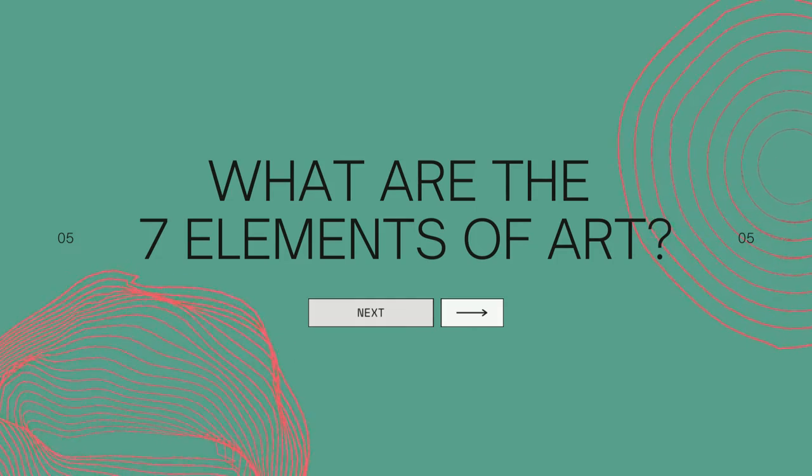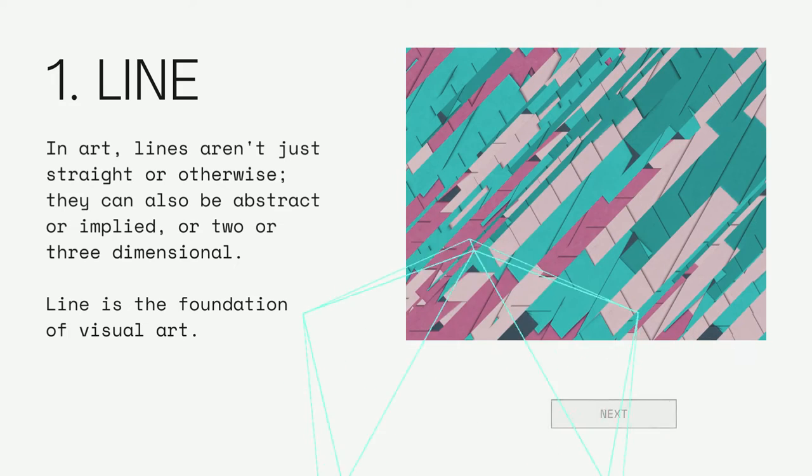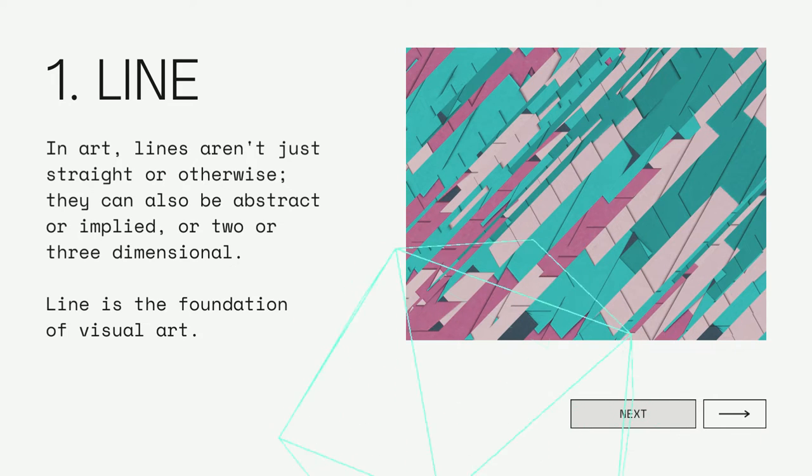What are the 7 elements of art? Number 1, line. In art, lines aren't just straight or otherwise. They can also be abstract or implied, or two or more dimensional. Line is the foundation of visual art.